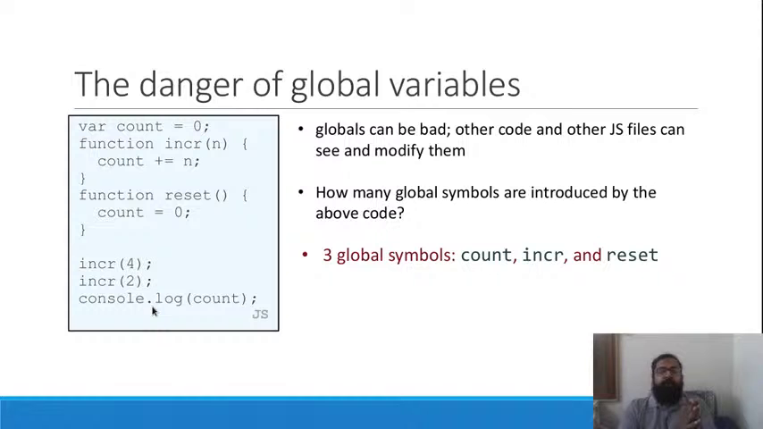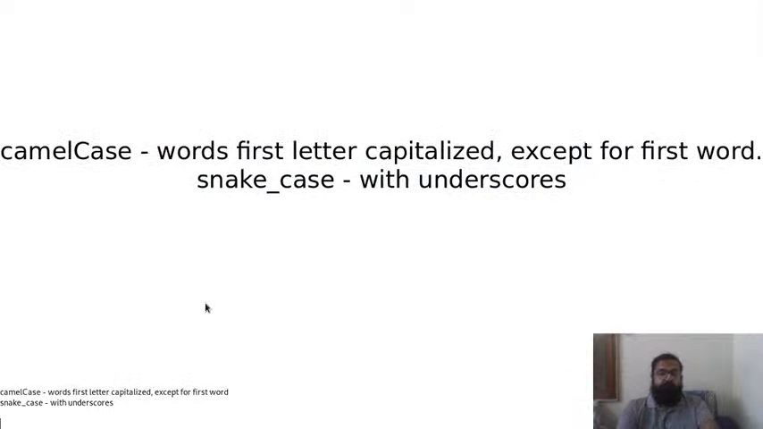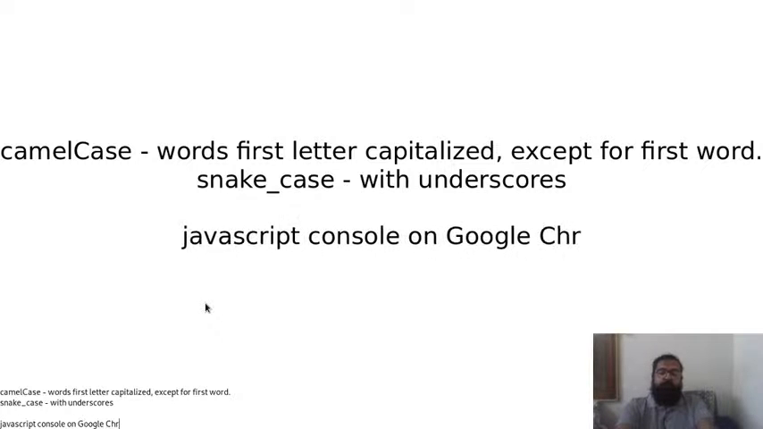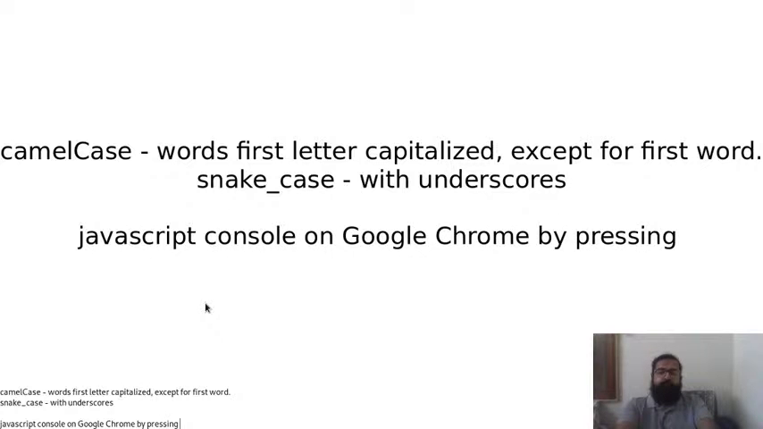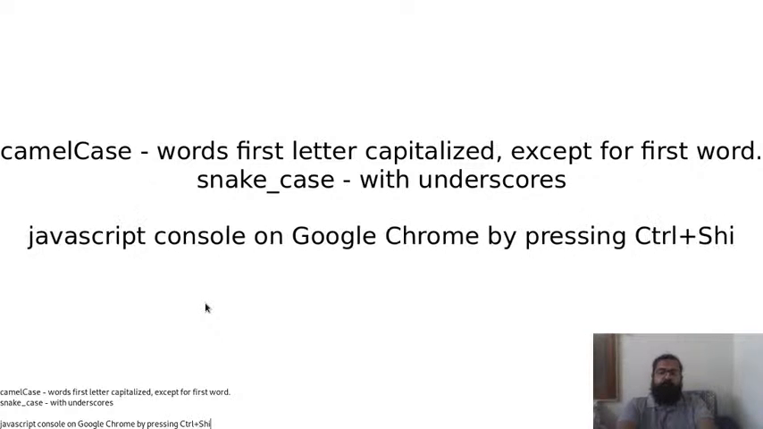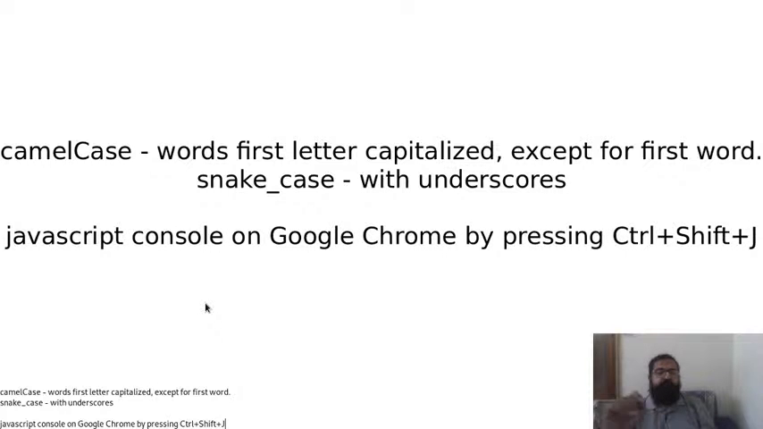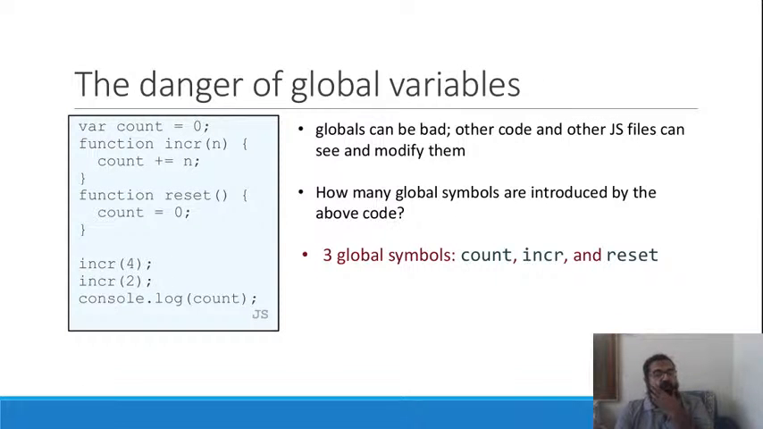So that's like the JavaScript console, where you can print the value of count. So this is console.log.count. When you press Control Shift J in your Google Chrome window, it can open the JavaScript console for you. You have to press Control, Shift and J together. Control plus Shift plus J will open up the console. So that is the console.